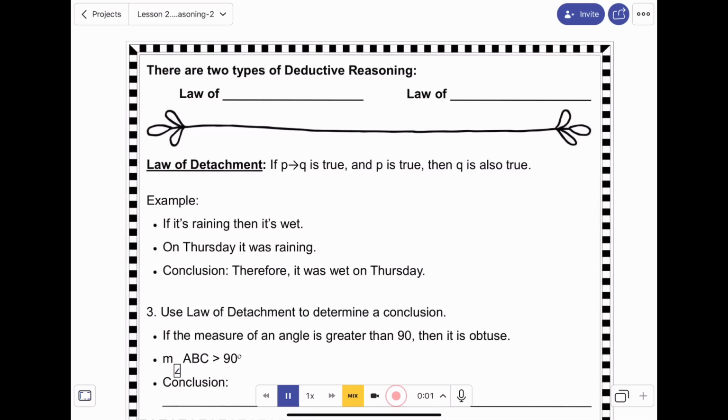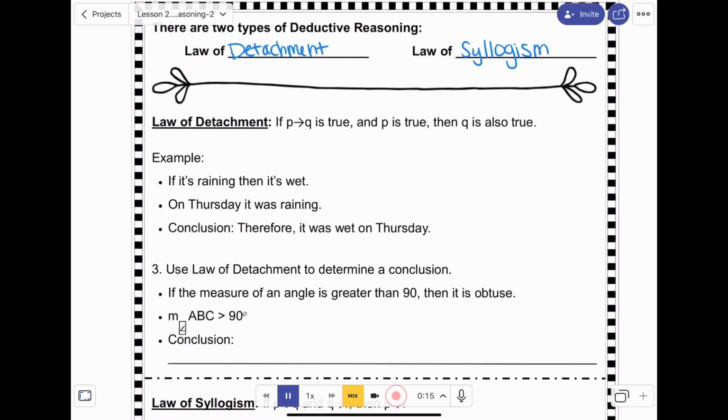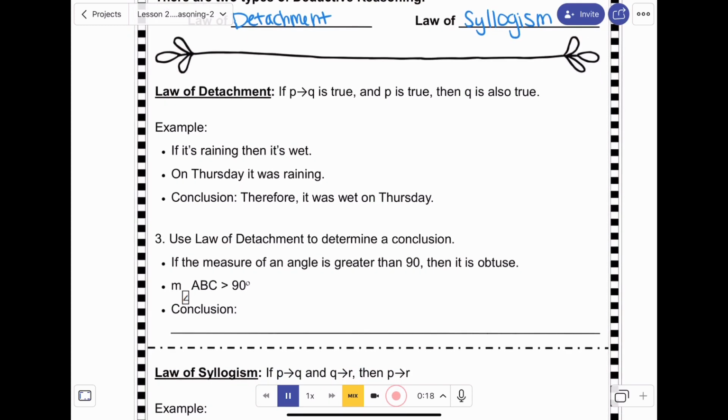Alright, so we're going to go a little bit further into deductive reasoning. There are 2 laws. One of them is the law of detachment, and the other one is the law of syllogism. Okay, they're very similar. They've just got a slight difference. So let's go ahead and look. Law of detachment says if P, then Q is true, and P is true, then Q is also true. So let's look at an example and we can see how easy this is.